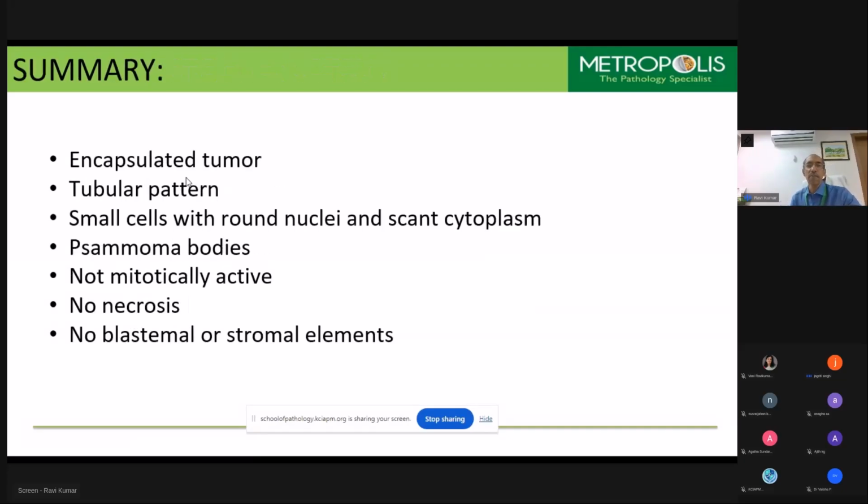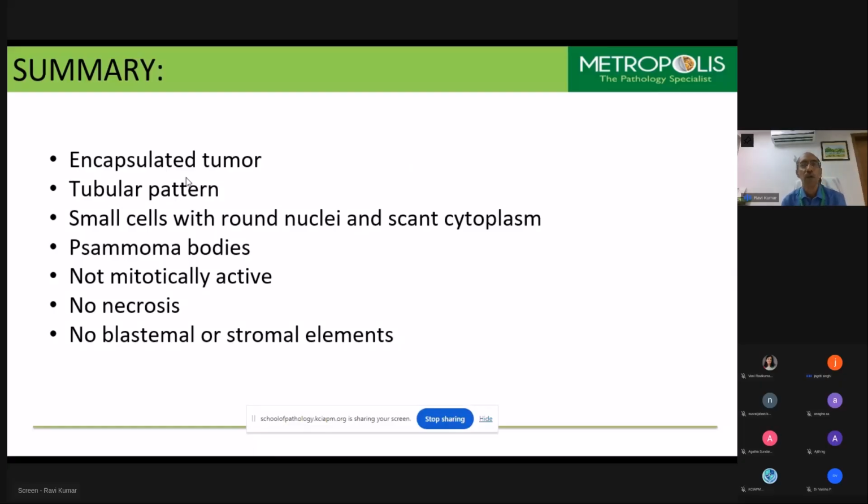So to summarize our lesion, which is a relatively well encapsulated tumor with predominantly tubular papillary pattern, very small cells, numerous psammoma bodies. Importantly, no mitotic activity was observed. I'm sure most of you did not encounter any mitosis in this lesion. No necrosis, and blastemal or stromal components were also absent.